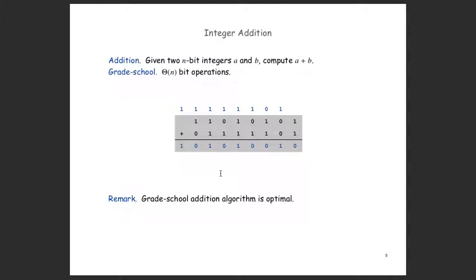Now, imagine that we are doing addition in integers, and we're going to see multiplication in integers. Given 2 n-bit integers, a and b, compute a plus b. How many bit operations do I need to do? This is the same thing as in decimal. If you're adding 2 numbers with 10 digits each, how many additions do you need to do? 10-ish, right? So it's linear in the number of digits.